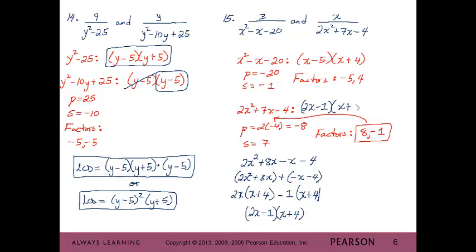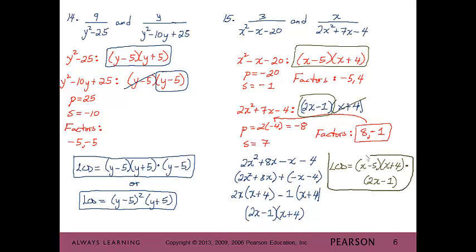So now we can finish by finding the LCD. So we have x minus 5 times x plus 4. And then we're going to add to the LCD any factors of the second denominator not already in the list. So this 2x minus 1, we're going to put it into the list. So times 2x minus 1. And then this x plus 4 is already there, so we're not going to write it. So the LCD is going to be x minus 5 times x plus 4 times 2x minus 1.